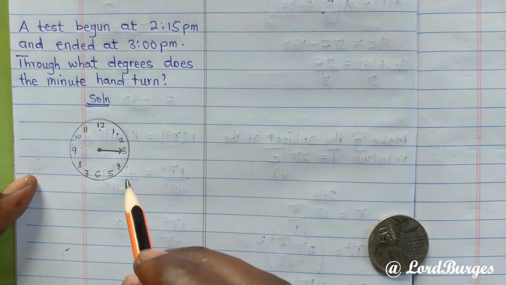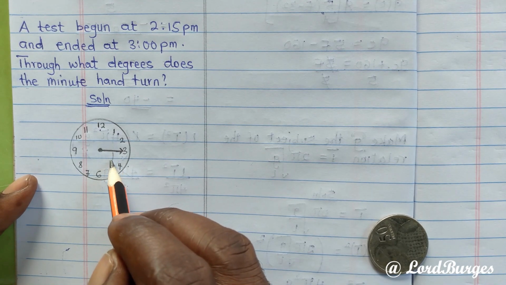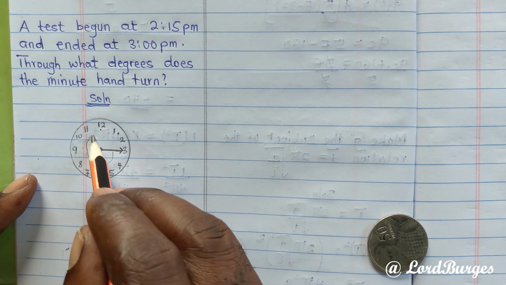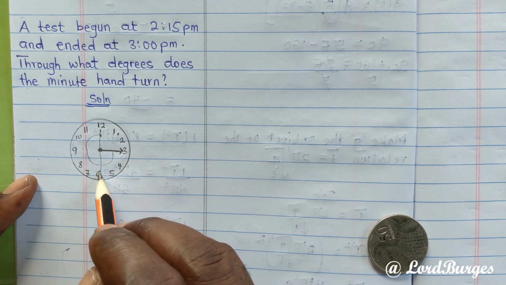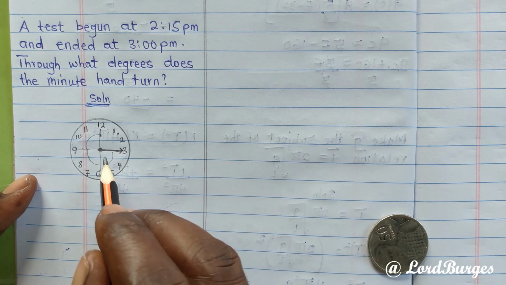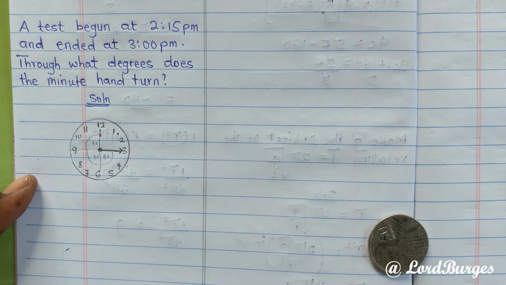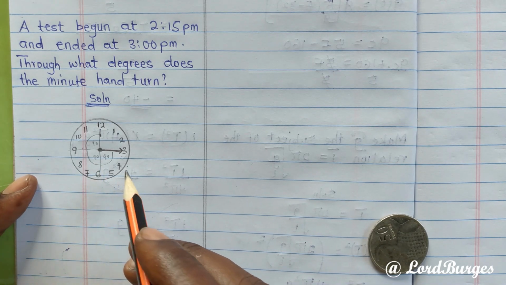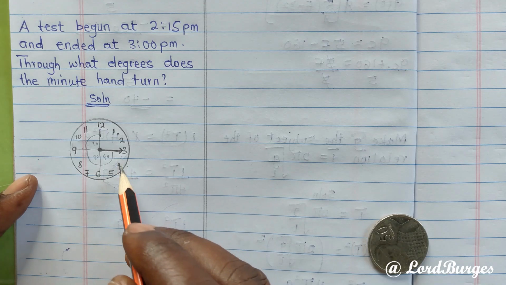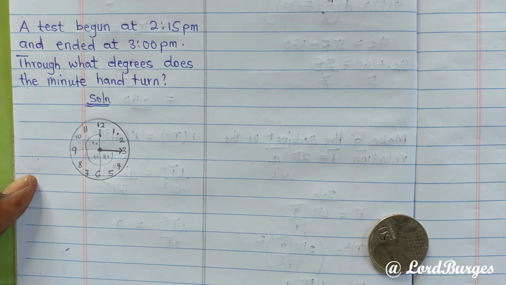So if we should have the minute hand moving all through this to end here at 12, we can clearly tell that if we divide this into 4, this is going to be 90, 90, and 90. So the minute hand will definitely turn through an angle of what? 270 degrees to now be 3 o'clock. But how do we find out without drawing our clock?